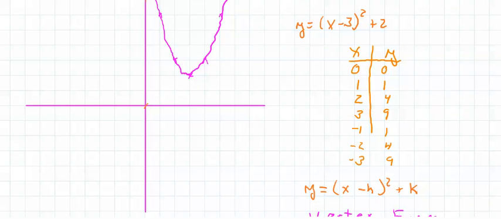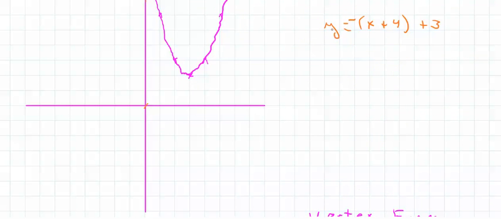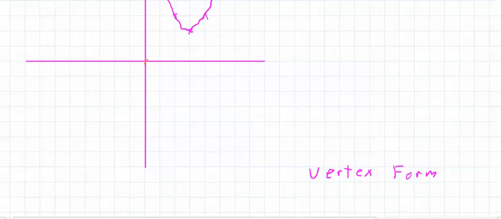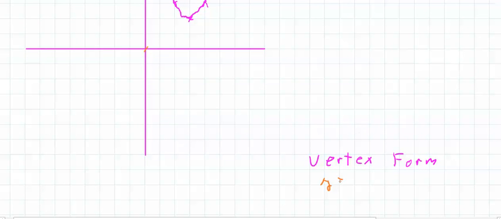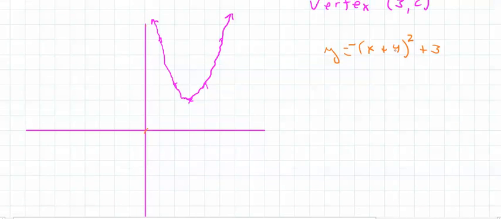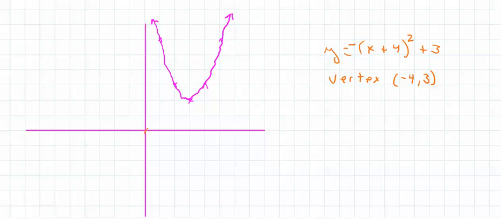I'm going to now erase this stuff. Our new equation is y equals negative quantity x plus 4, quantity squared, plus 3. Now, the vertex form, remember, I erased it, is y equals x minus h squared plus k. It's minus h, so if this is a positive number, my vertex would be negative 4, but it's always the opposite of whatever the sign is of this number. And now we're going to graph.